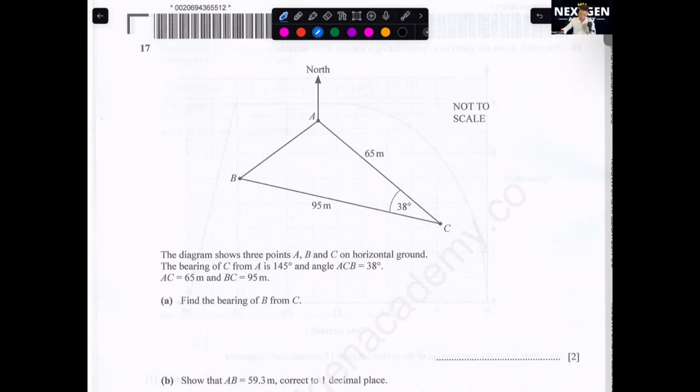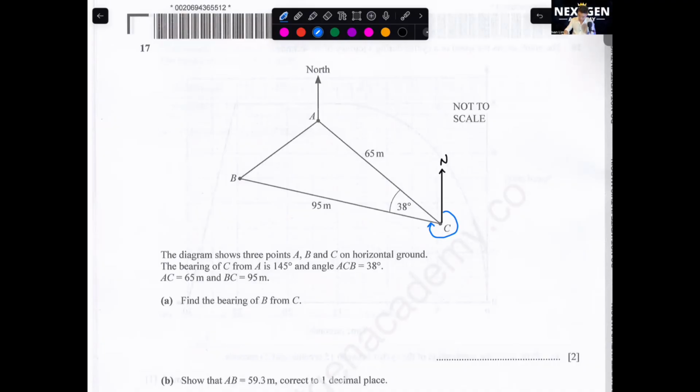The diagram shows 3 points, A, B, and C on horizontal ground. The bearing of C from A is 145 degrees and angle ACB is equal to 38 degrees. AC is equal to 65, BC is equal to 95. Find the bearing of B from C. B from C means C will be the starting point. So this is your origin. It is your north. And the first question is here. Okay, we want to find this blue color angle.